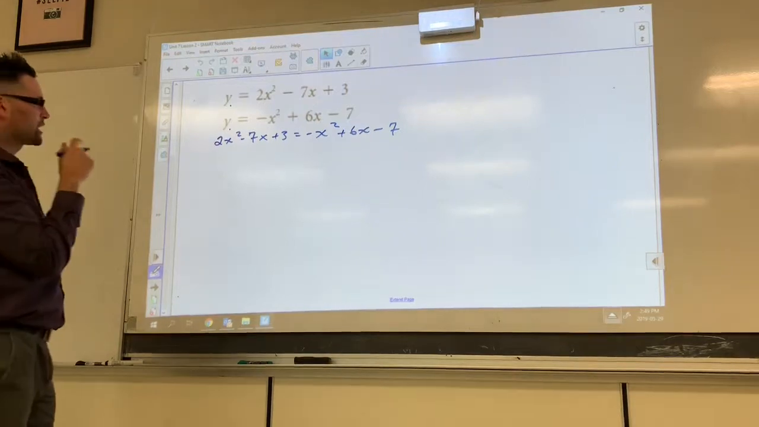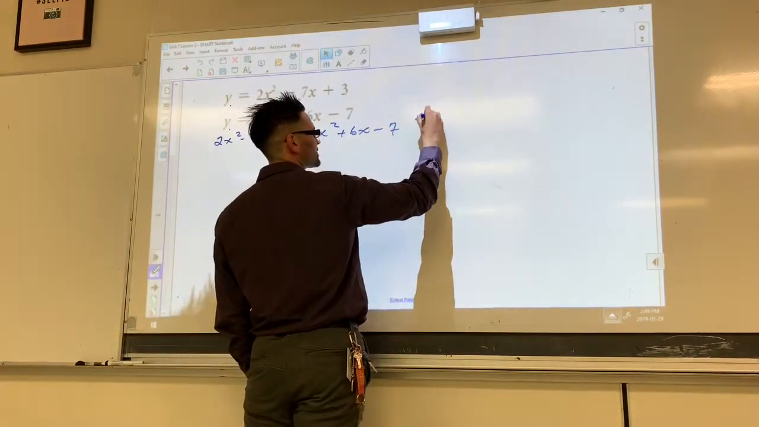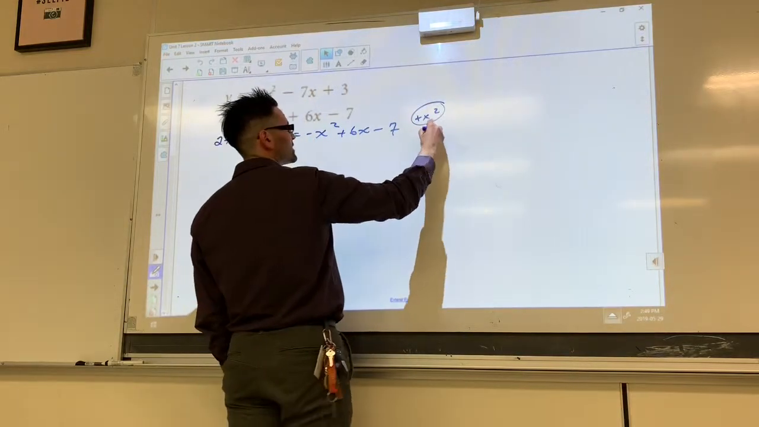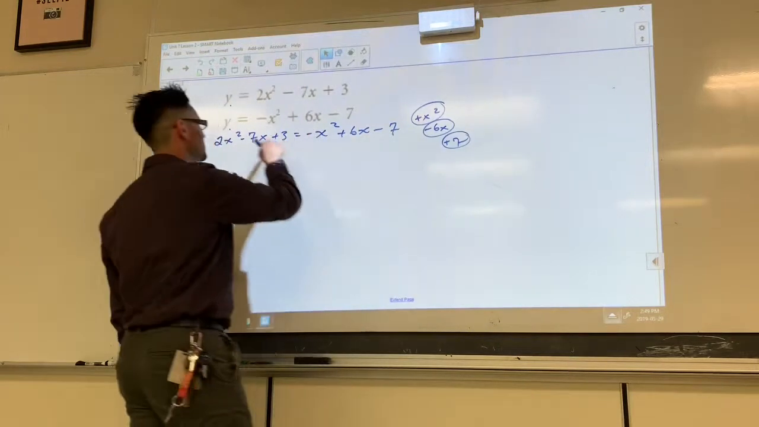And now we're going to try to keep our x squared term positive. So I'm going to get rid of this one. I'm going to add x squared, and I'm going to subtract 6x, and I'm going to add 7. Okay, and I'm going to do that on this side.